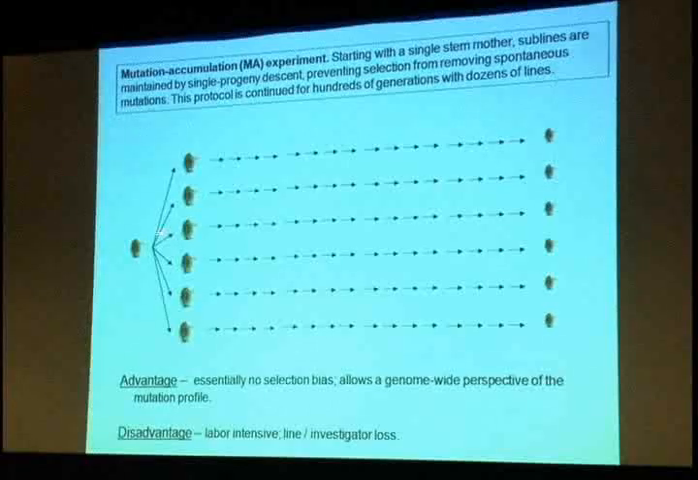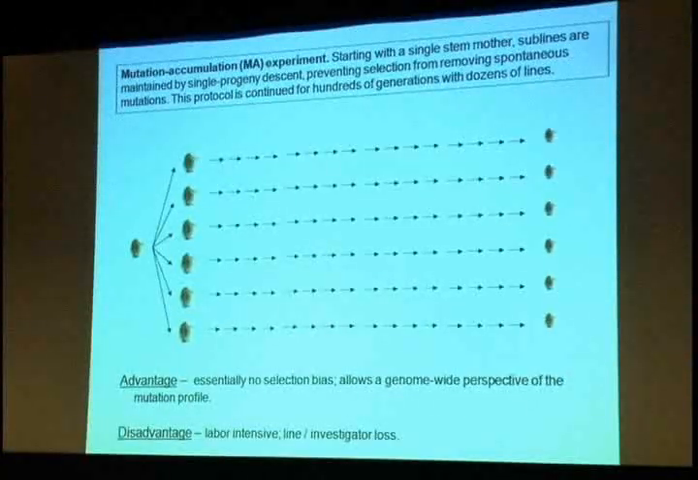What we do is typically we'll start with a single individual. This is a Daphnia microcrustacean that lives in all the lakes in the world, really. They're reproducing clonally. You take a single mom, we start 100 lines or so, and each generation we take one random offspring from each of these lines. We've essentially shut down natural selection. Unless a mutation is lethal, which is a very small segment of mutations, or causes complete sterility, it is trapped in these lines forevermore with a single progeny descent.